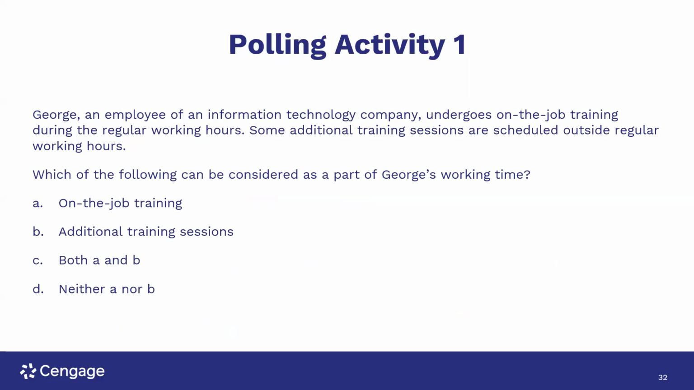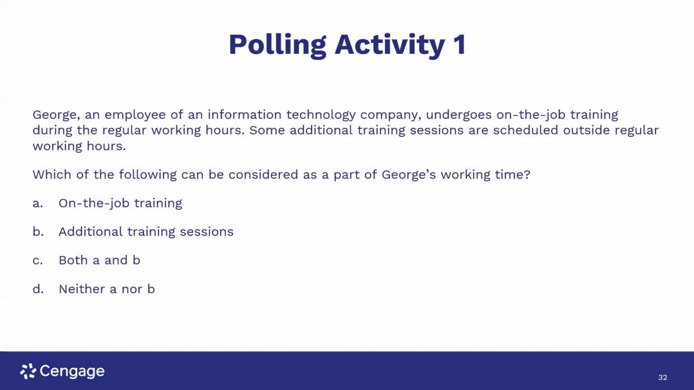So just a quick polling activity. George is an employee of an IT company. He undergoes on-the-job training and some additional training sessions are scheduled outside of regular work hours. So which of the following can be considered part of George's working time?